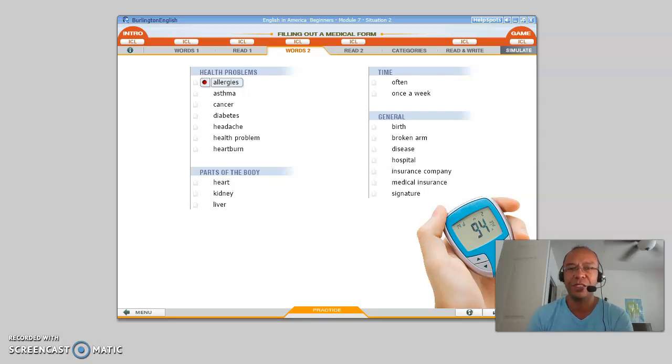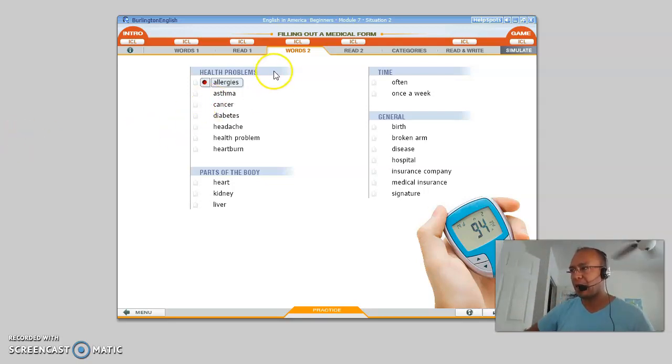We are continuing with the healthcare unit, and today we are going to do the second set of words in our vocabulary. We are going to talk about health problems, parts of the body, time, and also some other general vocabulary that you need in this unit. Okay, so let's begin.